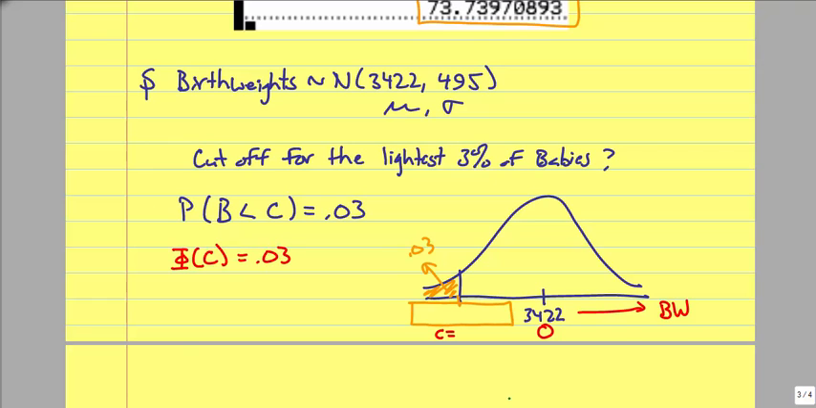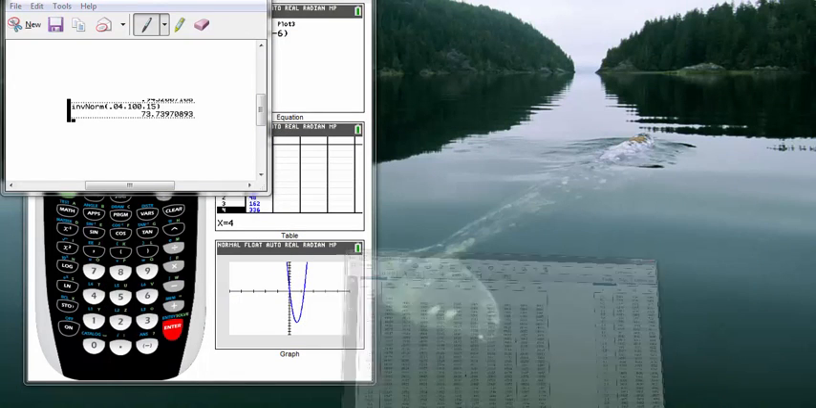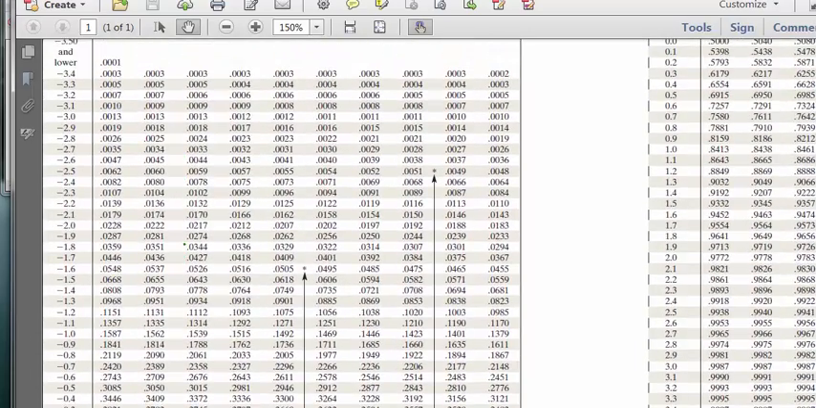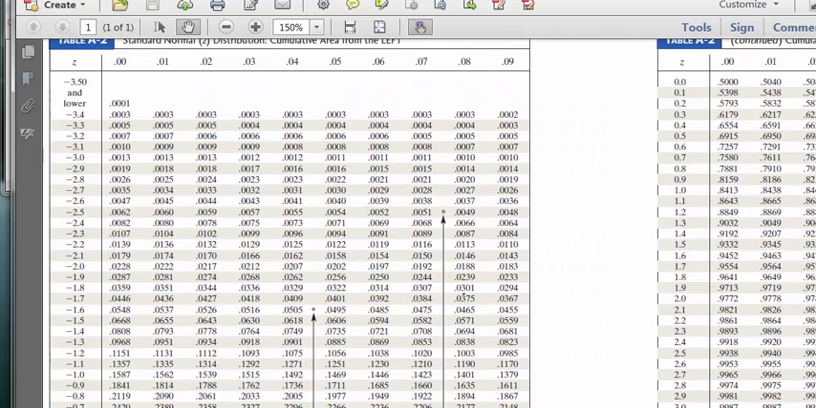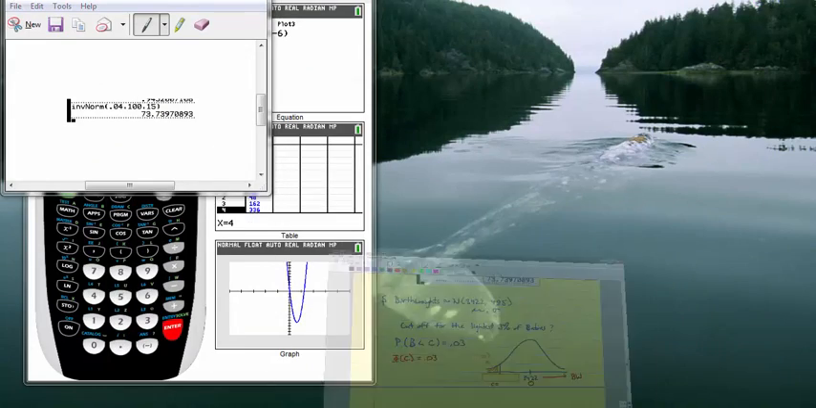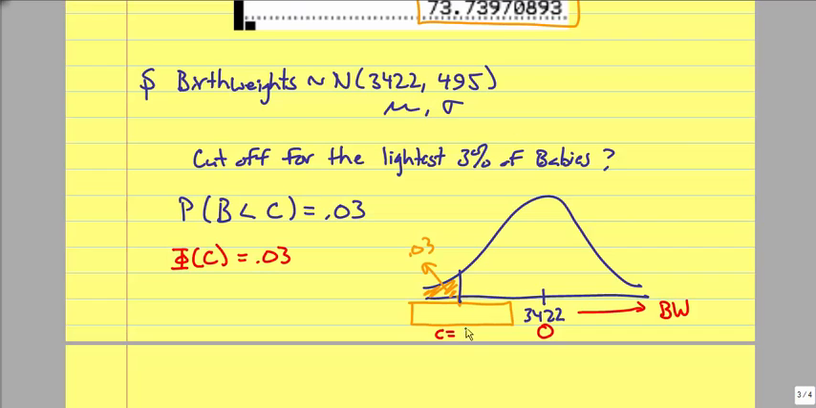So let's go ahead and grab our tables. We're going to look up 0.03, closest we can get. You have to be careful to make sure you're actually getting the closest. Oh, here it is, 0.0301, right here, which is negative 1.88. So I know that this value is negative 1.88. That means I'm 1.88 standard deviations below the mean.